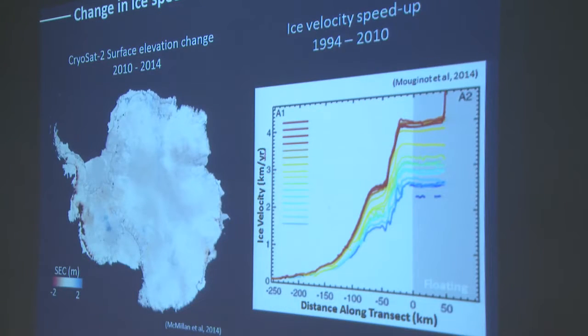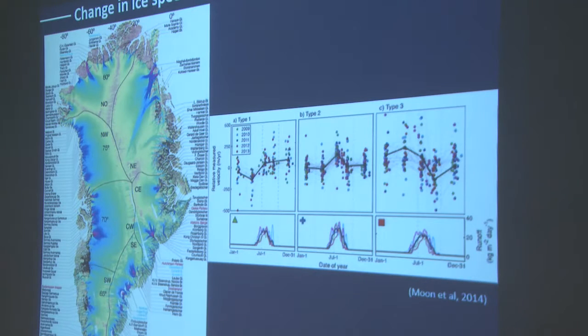But speed doesn't change just on long time scales. We also see short-term fluctuations in ice speed, and they're interesting too. This is a map of Greenland. It's not all about Antarctica. There's been ice velocity speed up in Greenland as well.